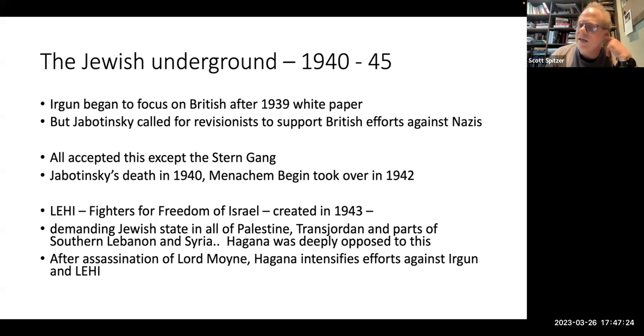Now, Begin's refusal to retaliate against Haganah, he's the leader of Irgun, and Haganah's inability to destroy the Irgun lead the Irgun to become an increasingly credible force as a Zionist force within Mandate Palestine, leading up to the independence. So Irgun starts to rise in importance. Lehi is really kind of trashed at this point.